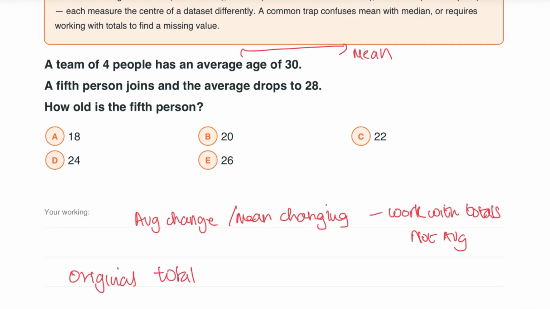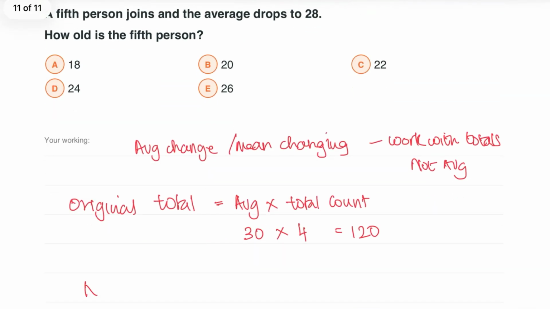A team of 4 people has an average of 30. That means that the total will be the average multiplied by the total count, or in this instance, people. What is the average? 30 into 4, which is 120. What is the new total? What is the new average? 28. One more person. Now there are 5 people. 28 multiplied by 5 will give you 140.